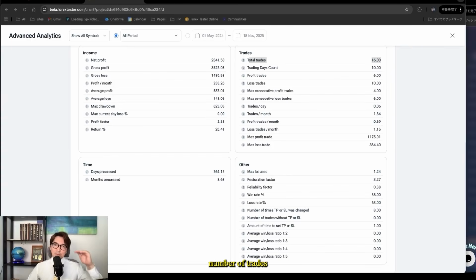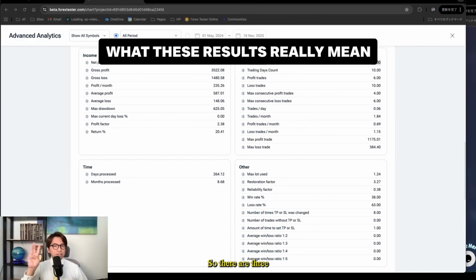So reducing the number of trades from 20 to 16 while increasing the total net profit is a sign of a refined strategy. And this is only one cycle of improvement. Imagine doing this every month and you become unstoppable. So there are 3 important lessons from this experiment.